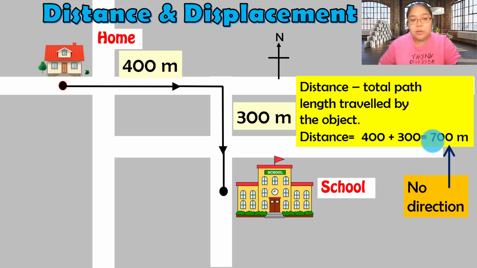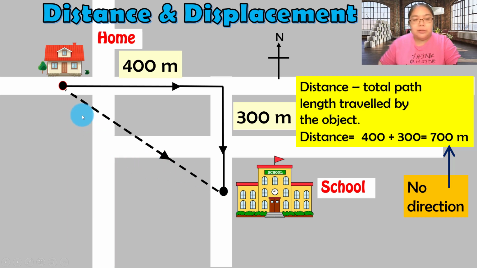That is when I ask you about the distance. Now I ask you about displacement. From the student's house to the school, what's the answer? Is it still 700? The answer is sure no. Let's see how to find displacement. Displacement is the straight line from the original location to the final location. That means you find a shortcut to the destination. This we call displacement.